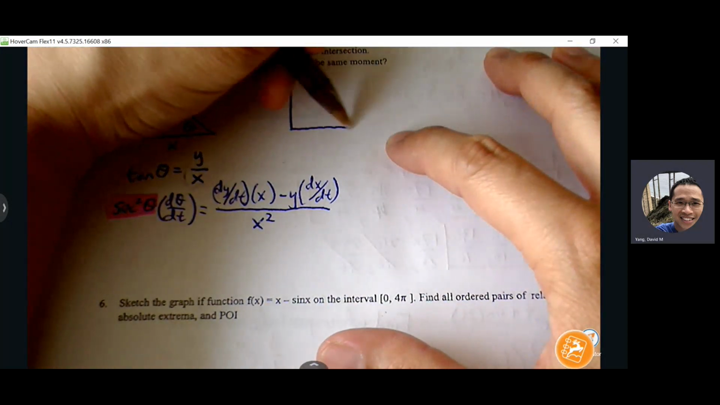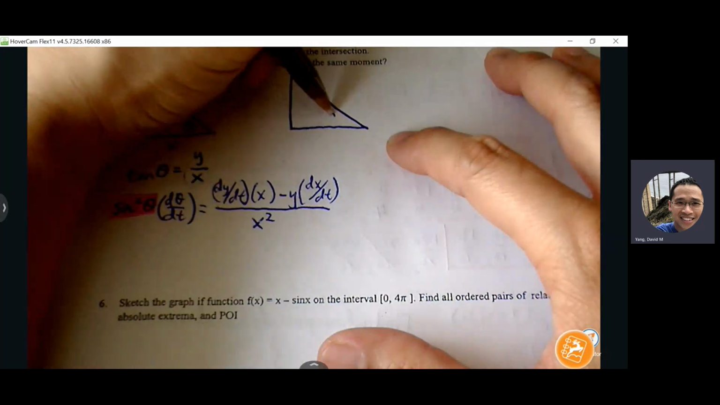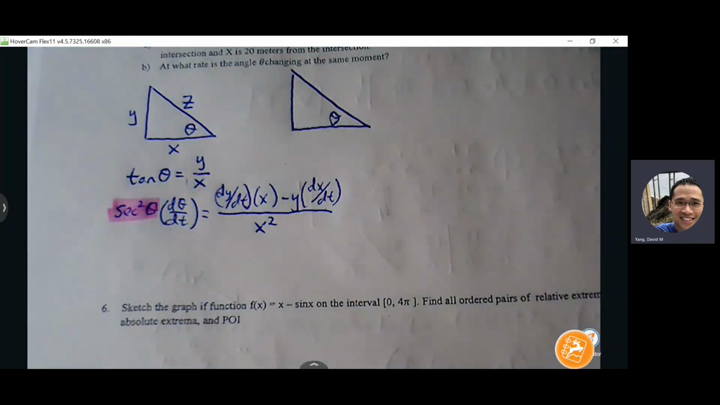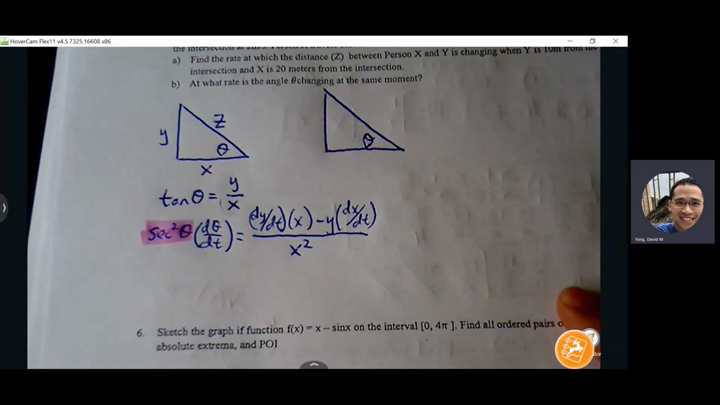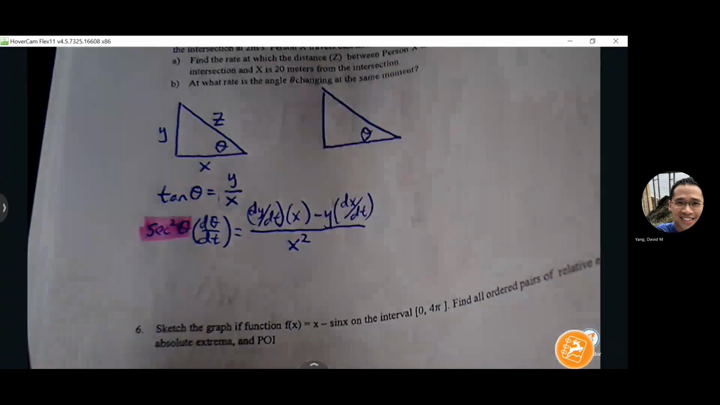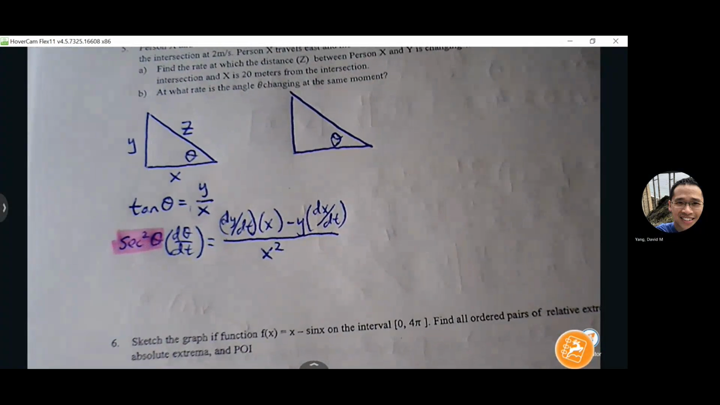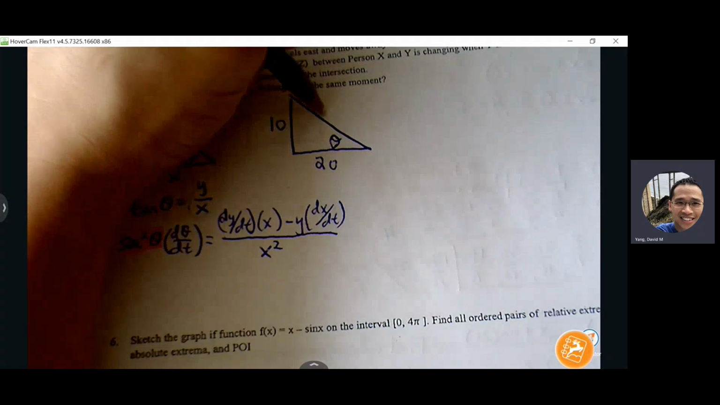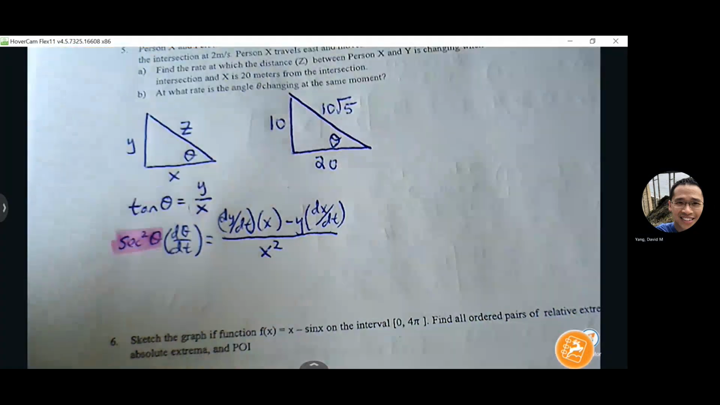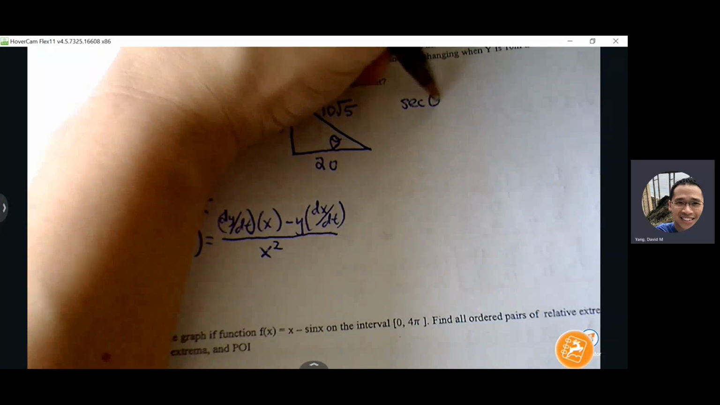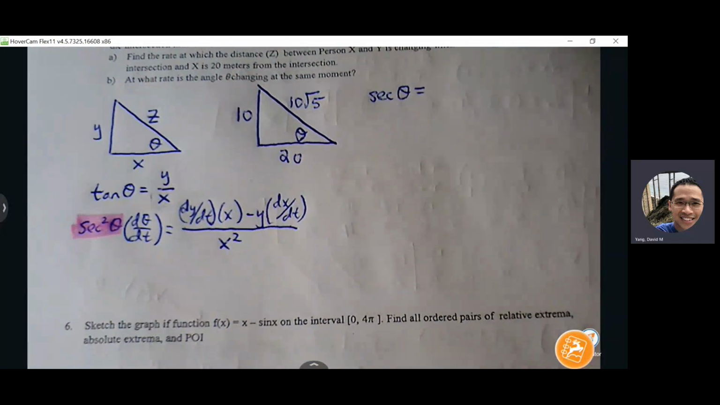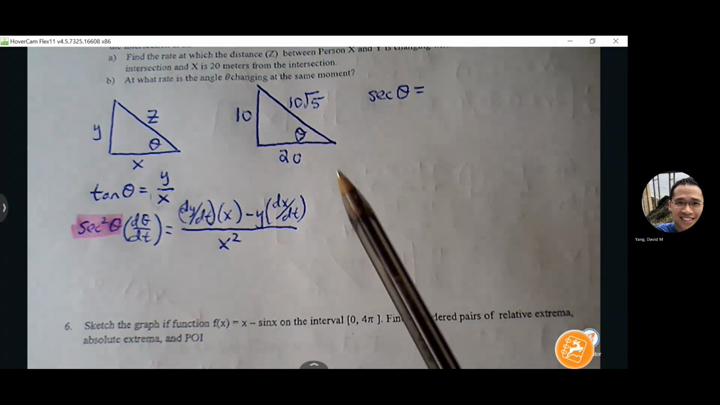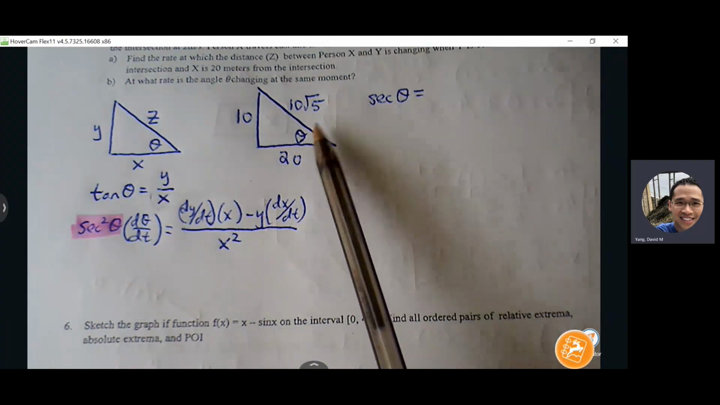So let me go to my triangle. I like to create a second triangle. I think some students just use the triangle that they already have, which is fine, but I just like to look at a triangle with just numbers filled out for all the sides. So at this moment in time, I know my y is 10, I know my x is 20. I know my hypotenuse is 10 root 5. So let's figure out what secant of theta is so we can make a replacement there. Secant is the reciprocal of cosine. So secant is what? Hypotenuse over adjacent.